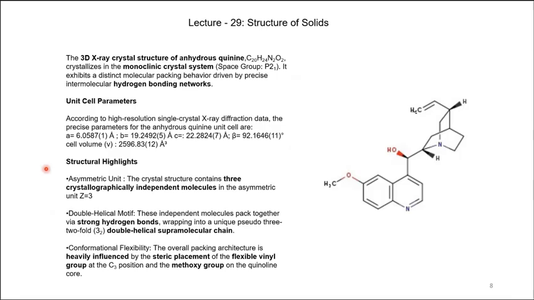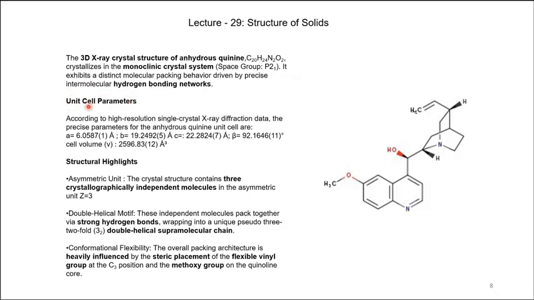If we talk about the 3D structure of anhydrous quinine, its molecular formula is C20H24N2O2. Do remember, when we are talking about alkaloids, an alkaloid must have a nitrogen in the compound. So here, the space group of this anhydrous quinine is P21, and that is a monoclinic crystal system, and as I said, its intermolecular forces are a hydrogen bonding network.